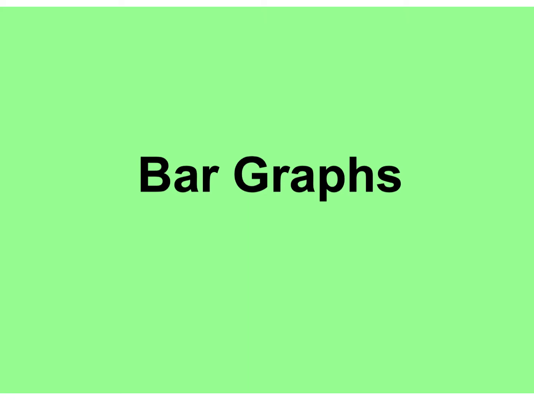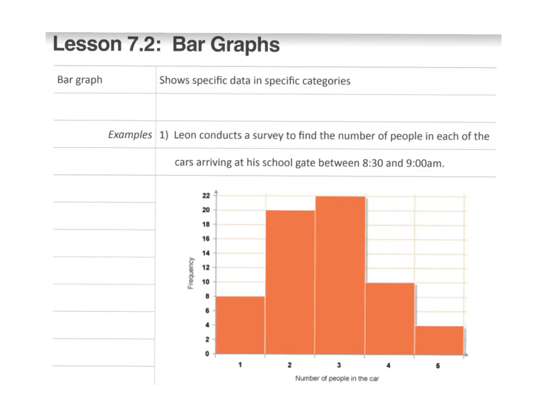Now let's take a look at bar graphs. Again, we're going to start with our definition. Our bar graph shows specific data in specific categories. And the word specific is important because we're talking about just one number down here. And eventually we're going to see what I mean by that.